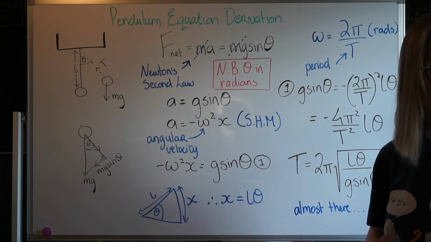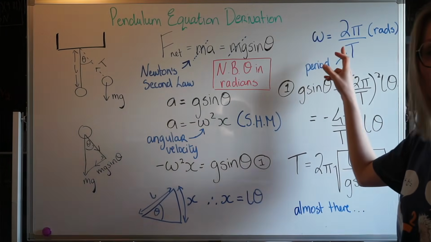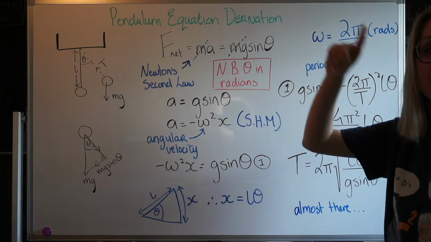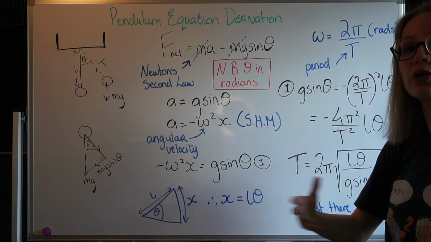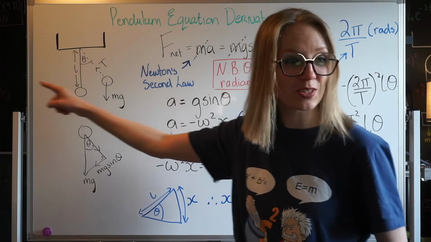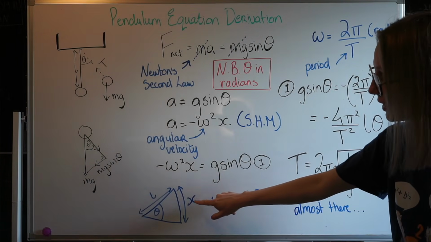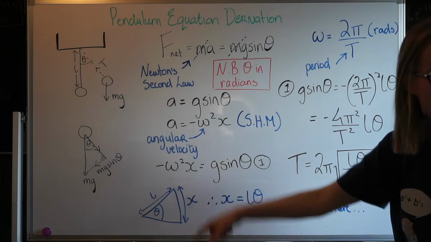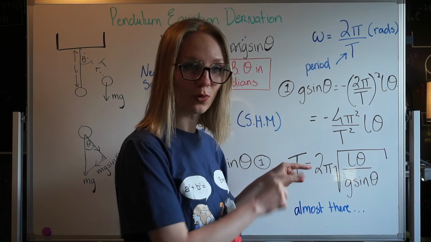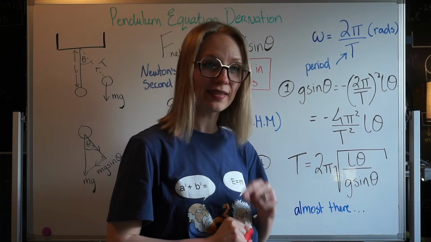This is the equation for the arc length under the condition that theta is in radians, and the angular velocity is equal to 2 pi over T, the period, the time it takes to do 1 revolution or 1 simple harmonic motion. In the case of a pendulum, it's to swing all the way this way and swing all the way back. So we can substitute for omega here, and we can substitute here for the arc length, the path that it travels. And we get T, the period, the time it takes to do 1 swing, is equal to 2 pi root L theta over g sine theta.